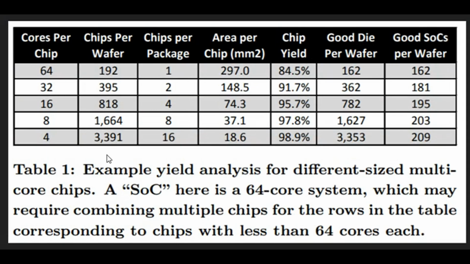Going back to the yield analysis, remember you have 3,391 of these quad-core chips on that wafer. They're very small, obviously. We can see they're only 18.6 square millimeters per chip, so more than 3,000 on a single wafer. And obviously when you have so many chips and only 4 cores, you have a much higher chance of getting 4 very fast cores on the same chip. And this is what is known as binning.